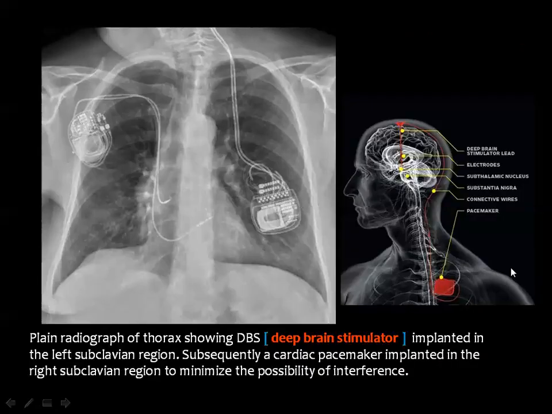Okay. And sometimes you have a patient who needs another pacemaker, which is used to stimulate the brain and is known as a deep brain stimulator. And in such cases, you should fix the generator of the brain stimulator in one side of the chest wall and the pacemaker on the other side of the chest wall in order to avoid interference between both pacemakers.